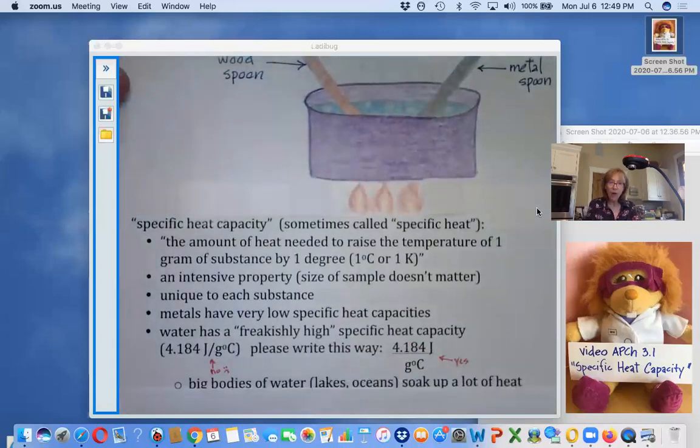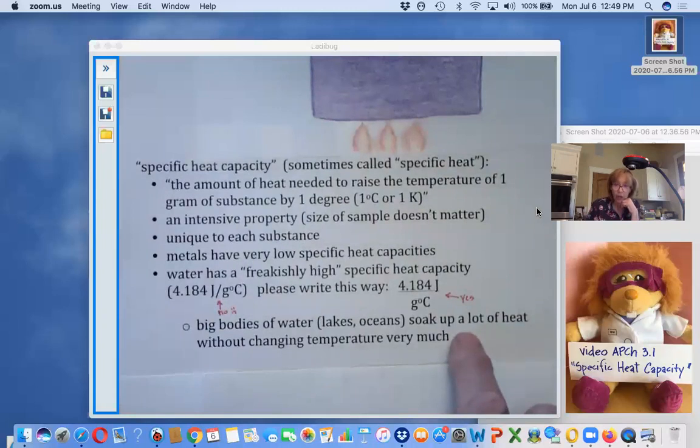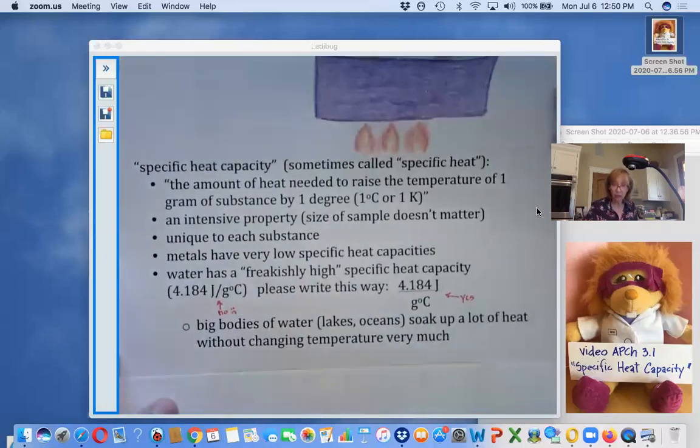All right, so water has this really large specific heat capacity. And one of the important ramifications of that, it has huge implications on our planet, which is covered with a lot of water. So big bodies of water, lakes and oceans, can soak up a lot of heat without changing temperature very much. That is typical of substances with high specific heat capacities. I'll come back and talk about that a little bit more later on.